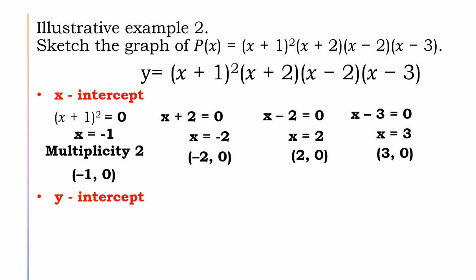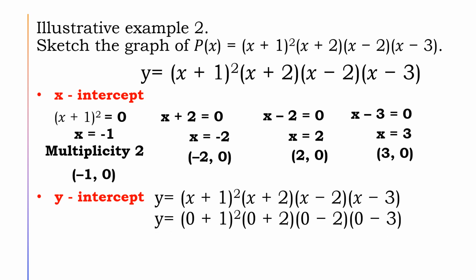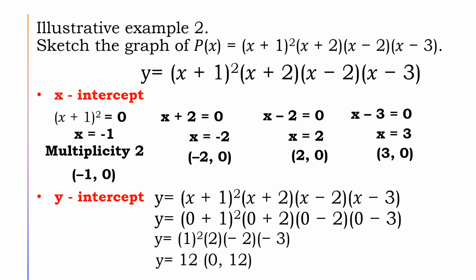And then, let us solve for the y-intercept. Let x be equal to 0, so we have y equals square of the quantity of 0 plus 1 times the quantity of 0 plus 2 times the quantity of 0 minus 2 times the quantity of 0 minus 3. So we will have y equals 1 squared times 2 times negative 2 times negative 3. And the answer is y equals 12 and the y-intercept is 0, positive 12. Okay, let us now proceed to the behavior of the graph.